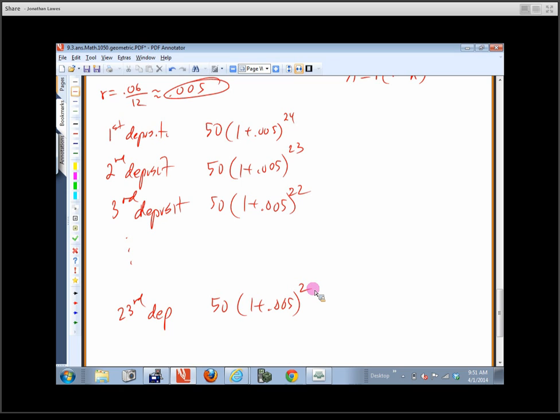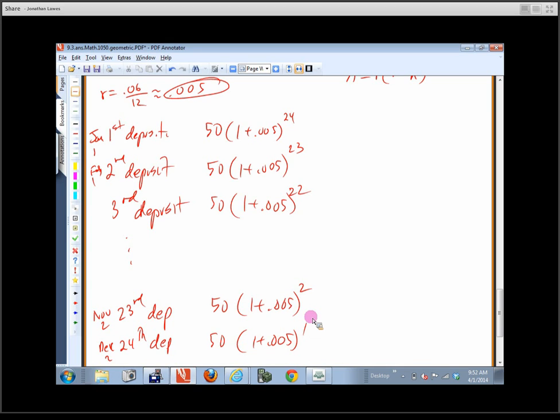Pay us interest twice. Okay, and what about the 24th deposit? So this is January of year 1. This is February of year 1. And this is November of year 2, and this is December of year 2. $50, 1 plus 0.005. How many times are they going to pay us interest? Just once. Okay, now this is written backwards, but does this look familiar?